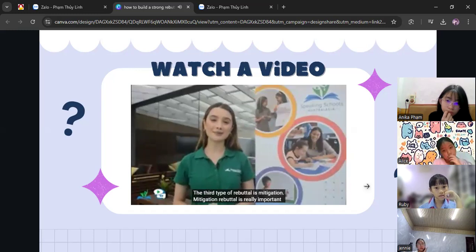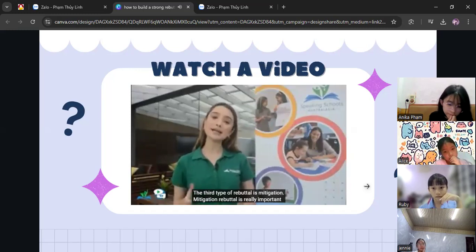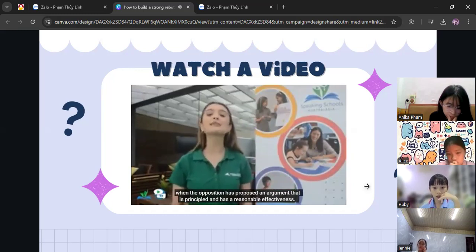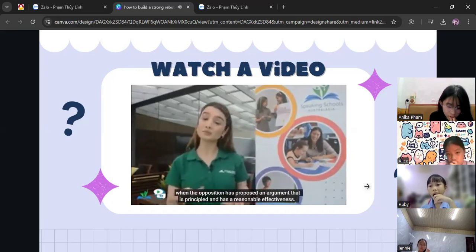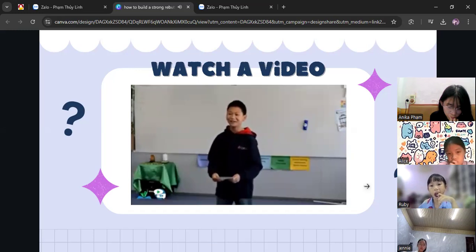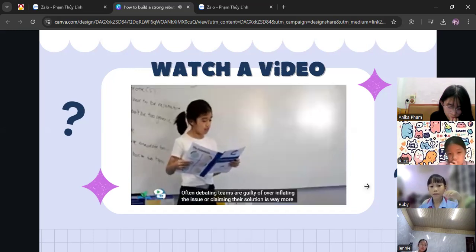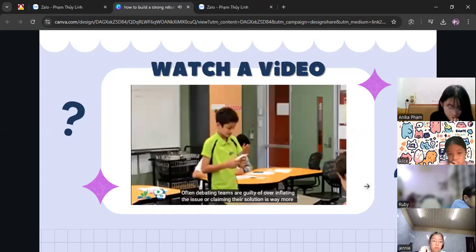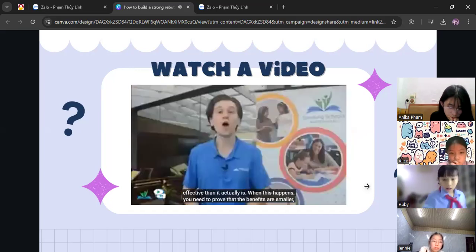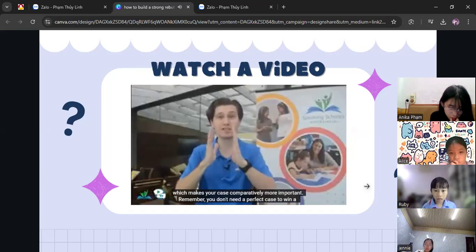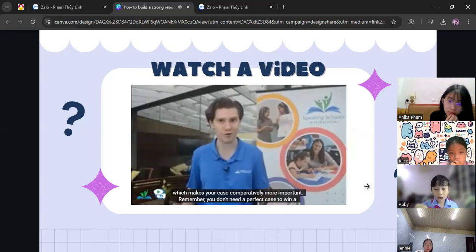The third type of rebuttal is mitigation. Mitigation rebuttal is really important when the opposition has proposed an argument that is principled and has a reasonable effectiveness. It is important to critique the effectiveness of the arguments proposed by the opposition. Often, debating teams are guilty of overinflating the issue or claiming their solution is way more effective than it actually is. When this happens, you need to prove that the benefits are smaller, which makes your case comparatively more important.